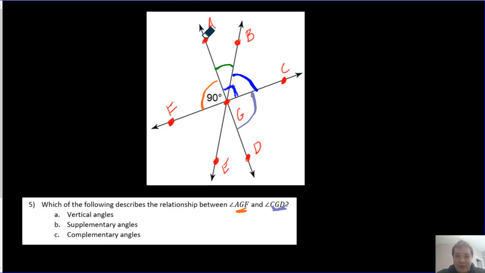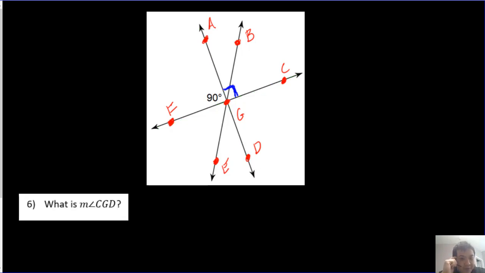It says, what is the relationship between those two angles? If we take a look at that, we can see they are on opposite sides of two straight lines. Those two straight lines are this line and this line, meaning that they're going to be vertical angles. What is the measurement of CGD? We know that vertical angles are always equal to each other, so this is going to be 90 degrees. The measurement of angle CGD is 90 degrees.